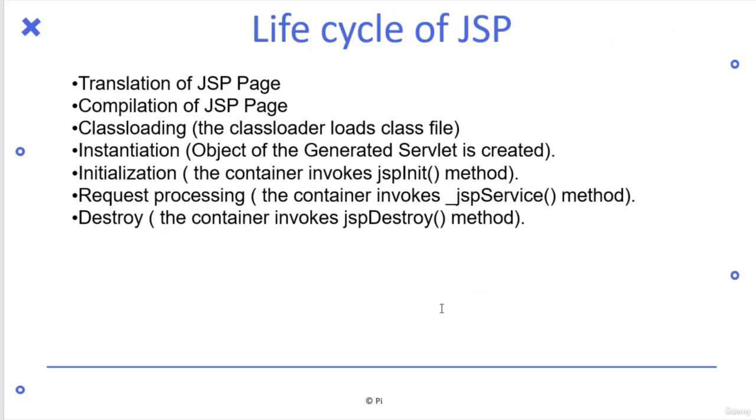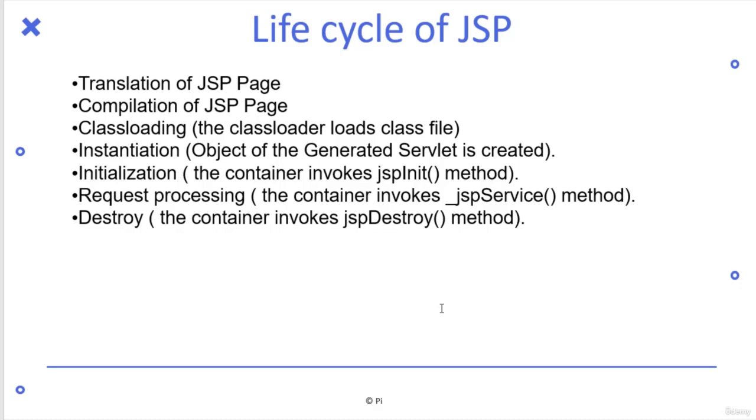So if you know the life cycle of Java, it's similar to JSP basically. Translation of the JSP page, compilation of the JSP page. Translation of the JSP page is basically separating the HTML tags and JSP tags. Compilation of JSP is the compilation of the Java file. Class loading is for the loader class. Instantiation is if you created any objects inside that JSP. Then initialization of the methods again.